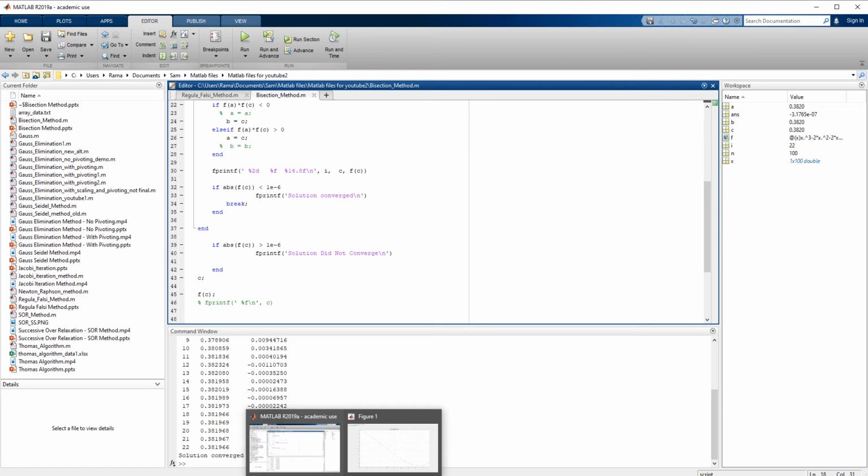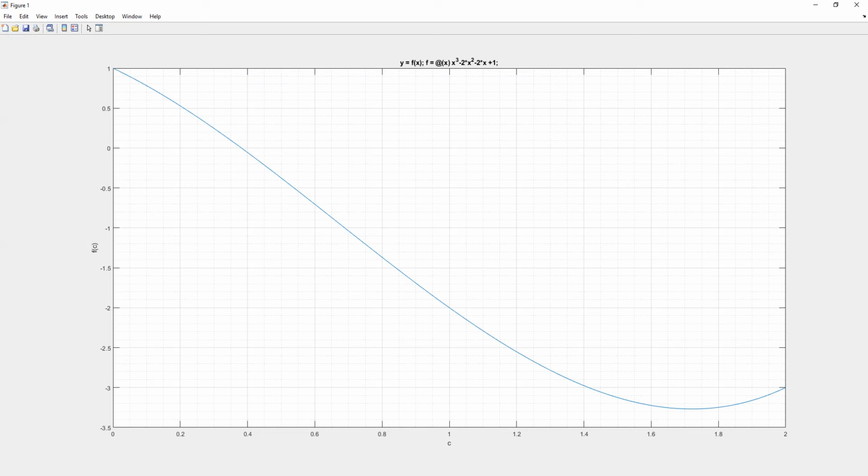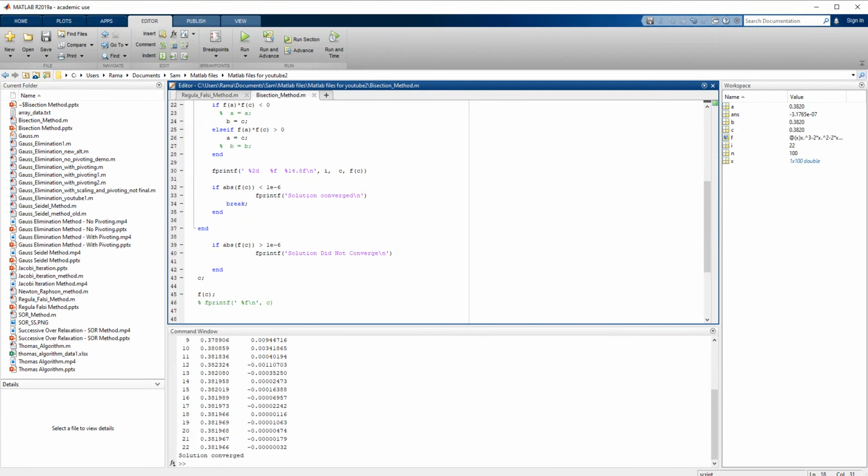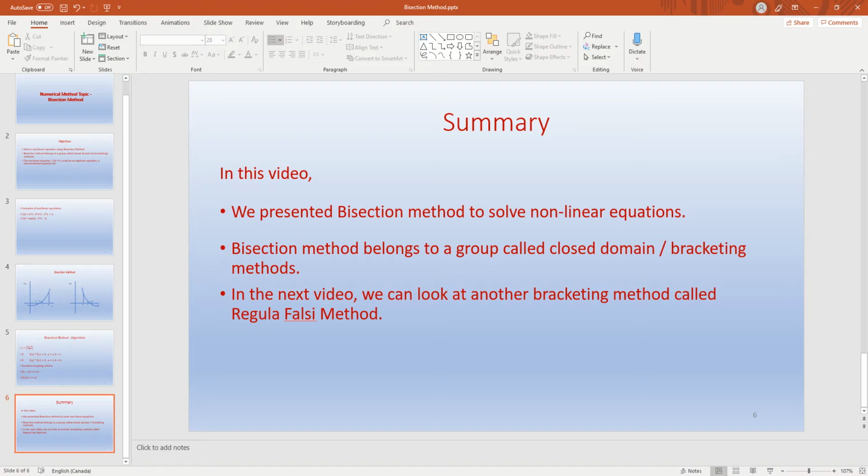We can look at it graphically, and the value over here is 0.38384, which is not as accurate when compared with the analytical results we obtained using the bisection method. So we can go back to the PowerPoint.